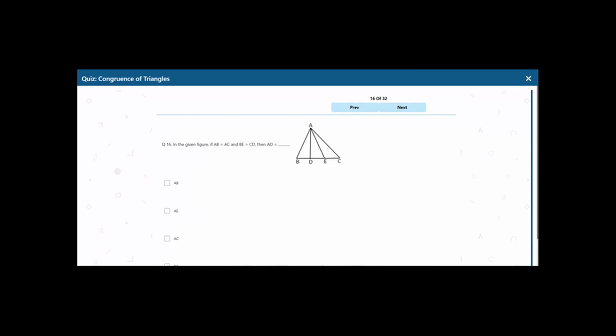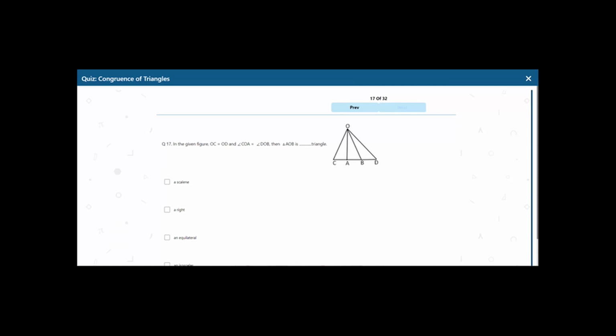Here AB equals AC, BE equals CD, then AD equals AE, ma'am. Super. OC equals OD, angle COA equals angle DOB, then AOB is a dash triangle.